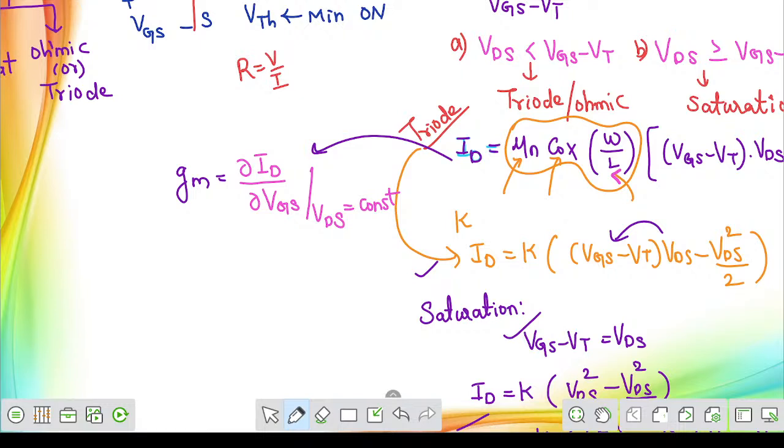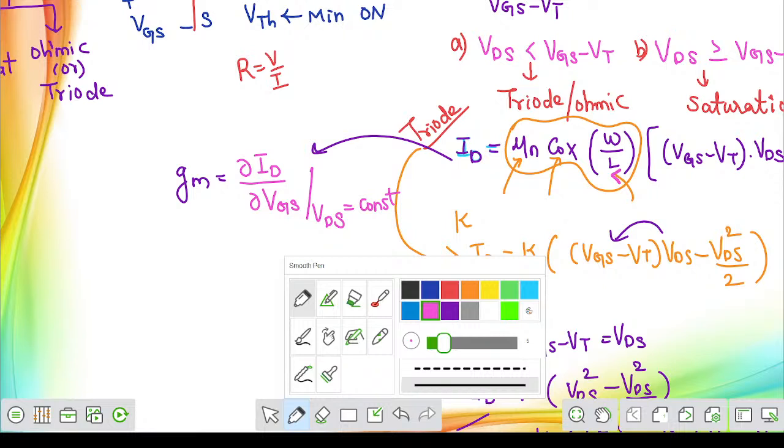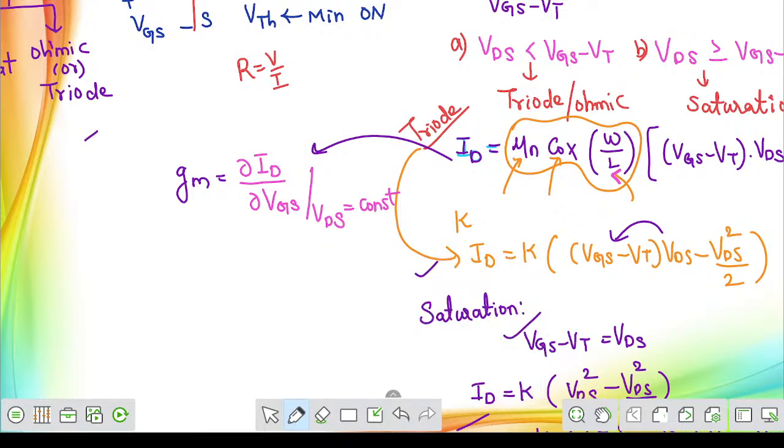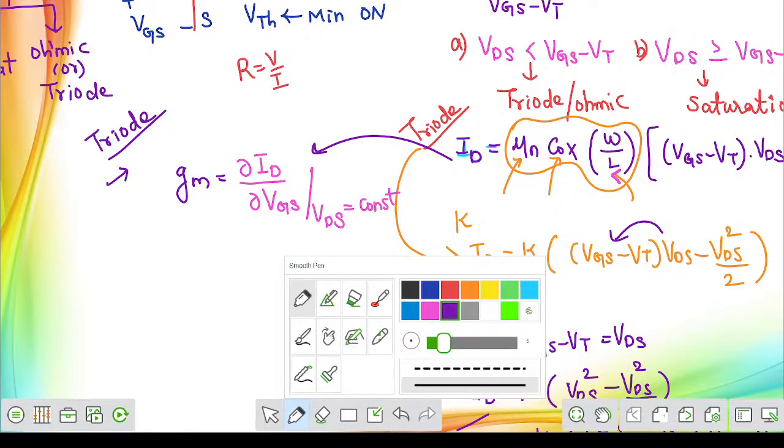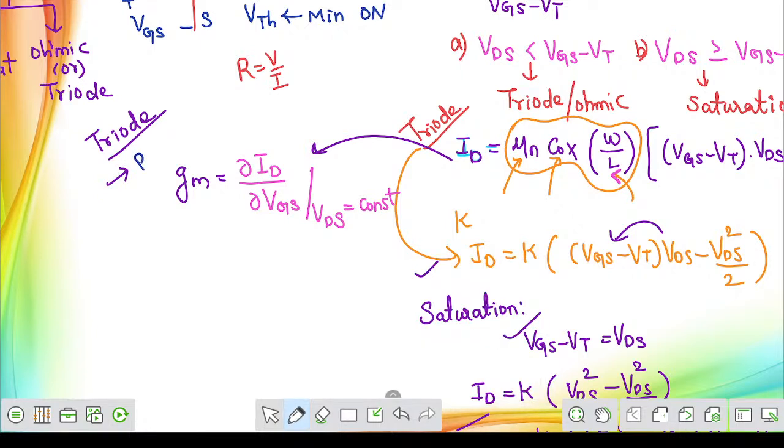When the MOSFET is working in the triode region, usually it is called the linear region. That is one more question here. While calculating this, I will tell you. This is the triode region. When your MOSFET is operated in the triode region, it is working as a resistor. You can consider it as a resistor. The MOSFET is working as a resistor.